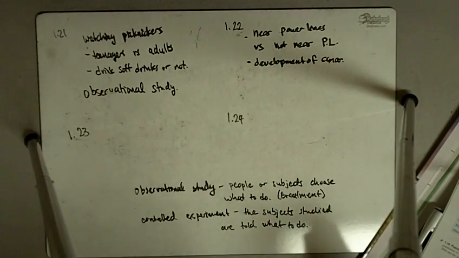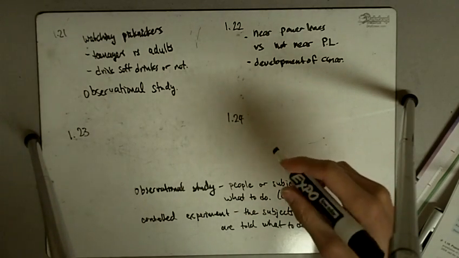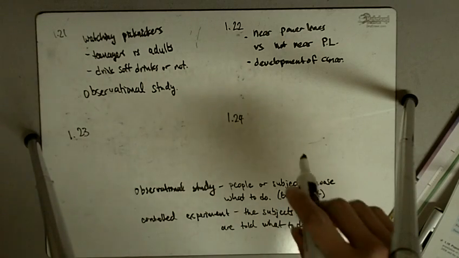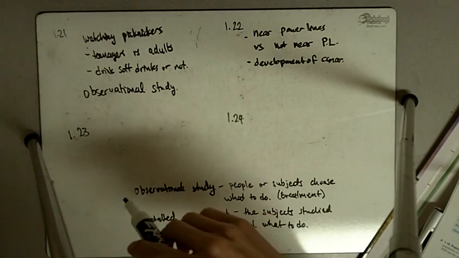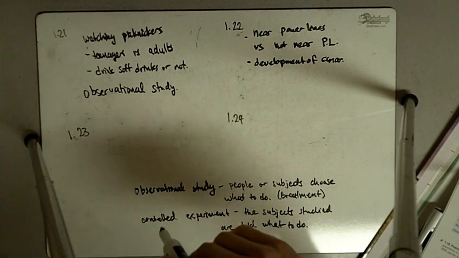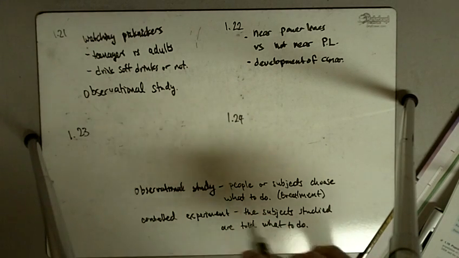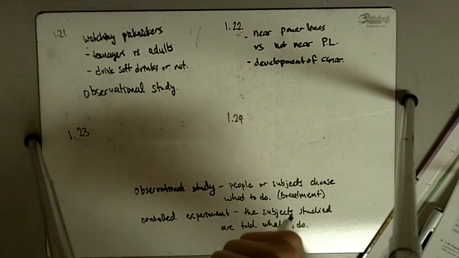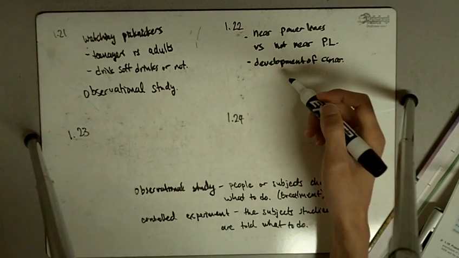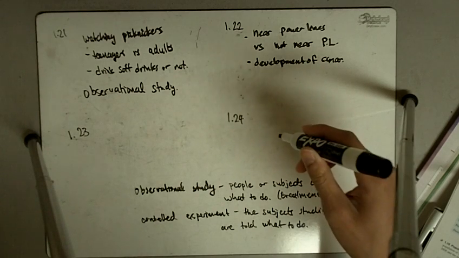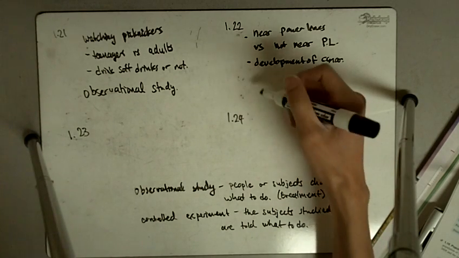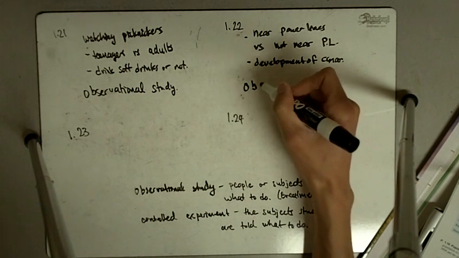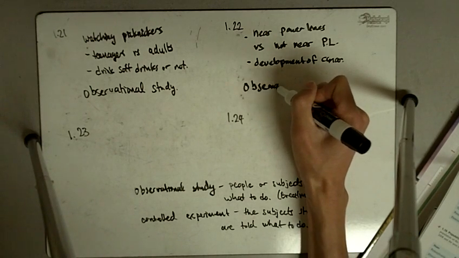Alright, so is this an observational study or a controlled experiment? We have to ask, are we telling the people we're studying that you have to live near power lines and you are not allowed to live near power lines? Or are we just observing people who happen to live near power lines and who don't? In this case, we're just looking, we're not telling people, we're not relocating people, we're just watching what happens to people who live near power lines and those who don't. So this is an observational study.